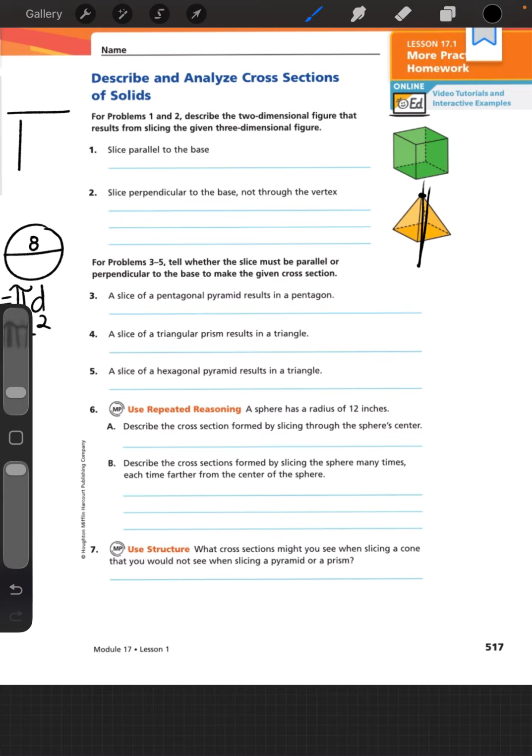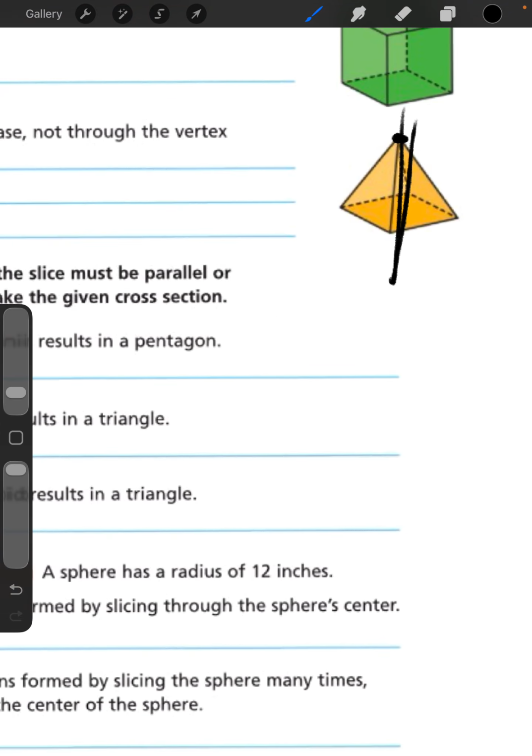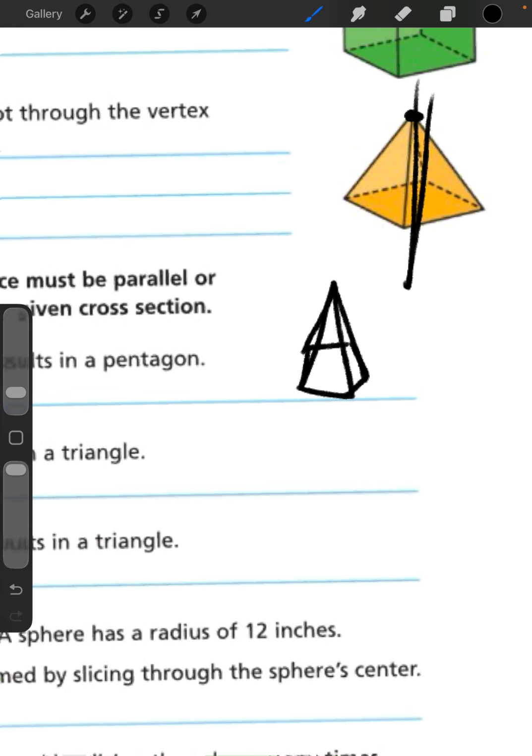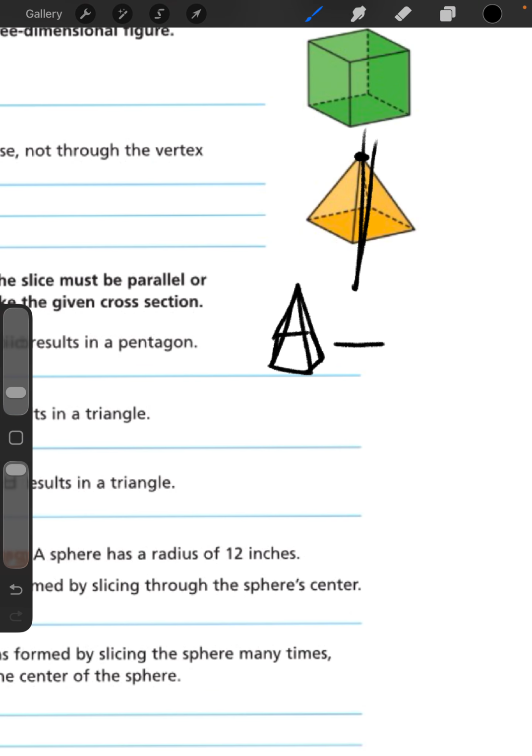And then for problems 3 to 5, determine whether the slice must be parallel or perpendicular to the base for the given cross section. So for number 3, if you guys are having trouble with this one, what I want you to do is either Google it on your Chromebook or try and draw a picture. Like for this one, a slice of a pentagonal pyramid. So what that means is we have a pentagon, and then it goes up and it's a pyramid as well, right? If we wanted to get a pentagon shape, would we have to cut it parallel or perpendicular?